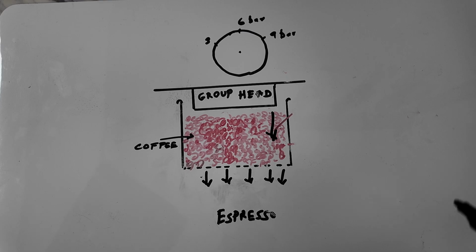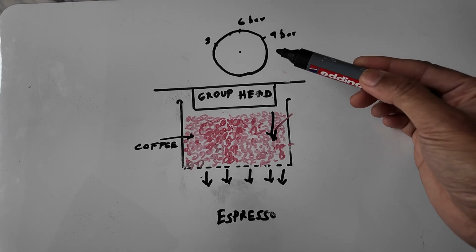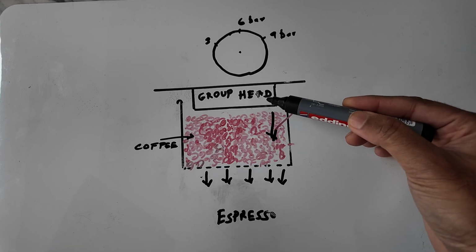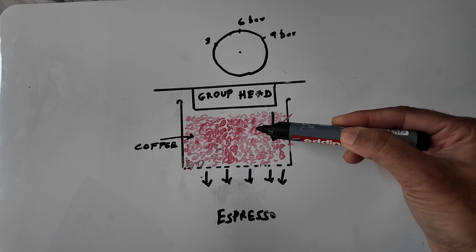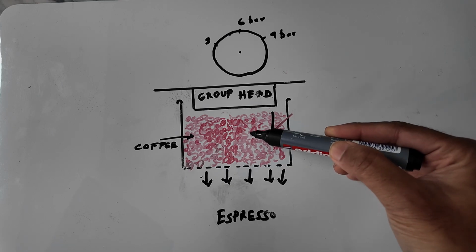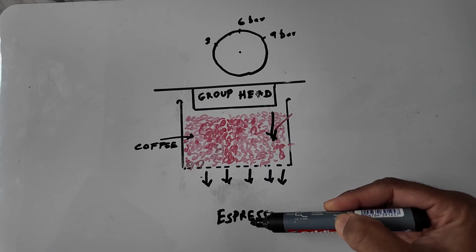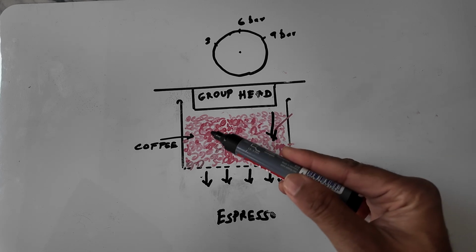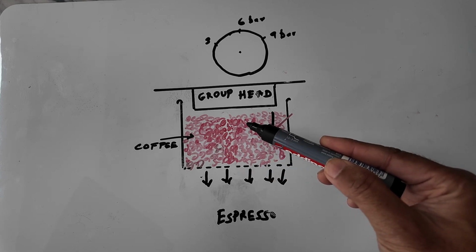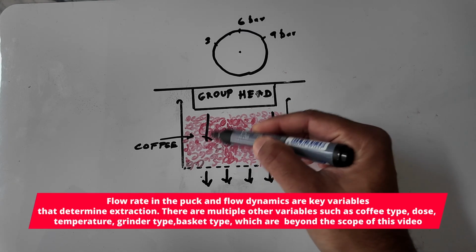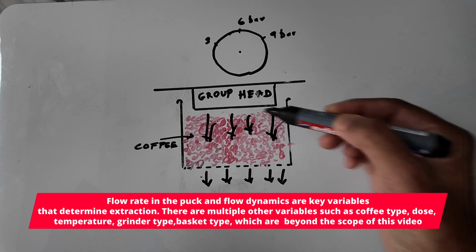Simply speaking, in a pump-driven espresso machine, what happens is that the machine pushes hot water at the group head at a certain rate. This hot water then flows through the coffee puck and dissolves all the soluble material in the coffee, and the end product that you get is espresso. But what is it that determines how much of the soluble material in here is extracted? And this is determined by the flow rate in the puck.